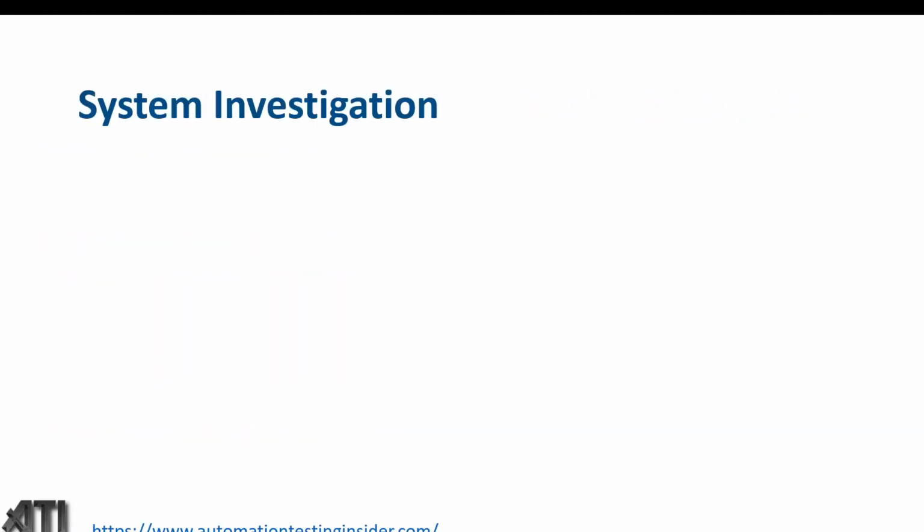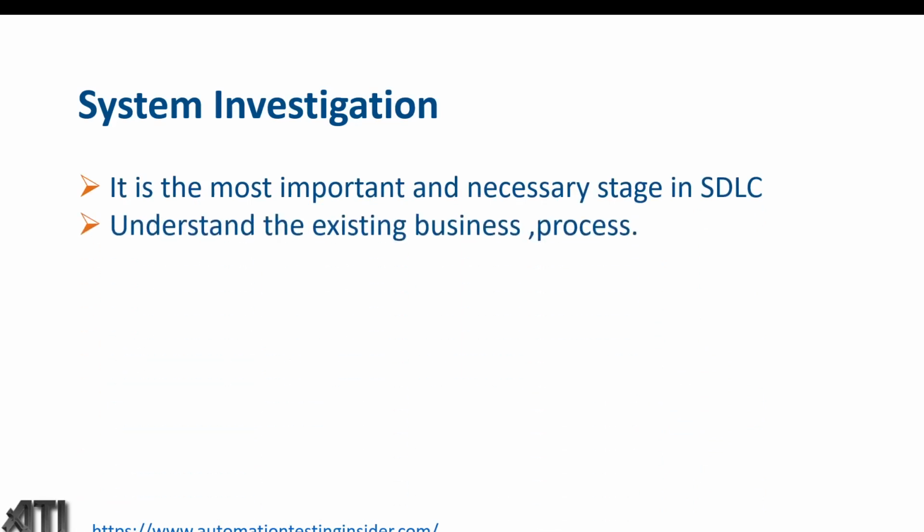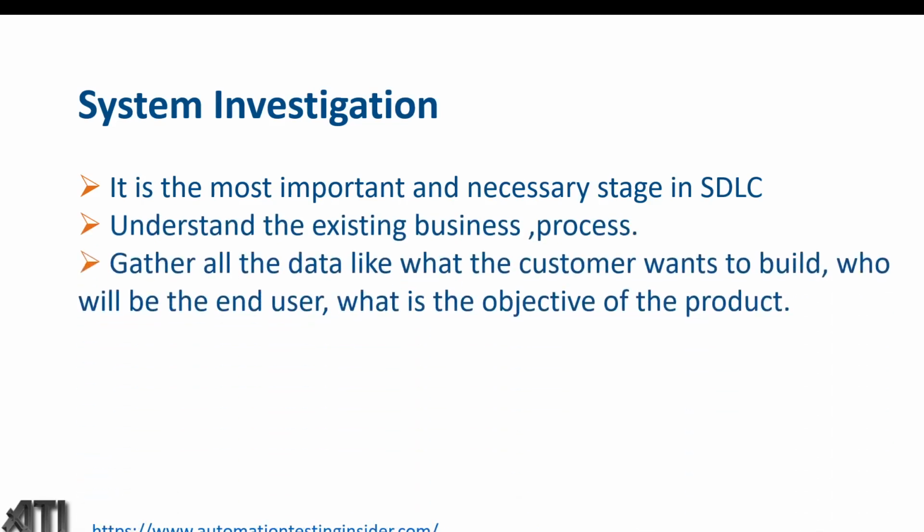So what is the system investigation phase? In this particular phase, BA are involved to get the current business scenario or current business process of the customer, to understand their pain points, their issues. So BA is involved in this particular phase. Let's see what it says. This is an important, necessary stage in the software development life cycle. Understand the existing business process, as I have discussed earlier. Gather all the data, like what the customer wants to build, who will be the end user, what is the objective of the product. These are all done in this system investigation phase.